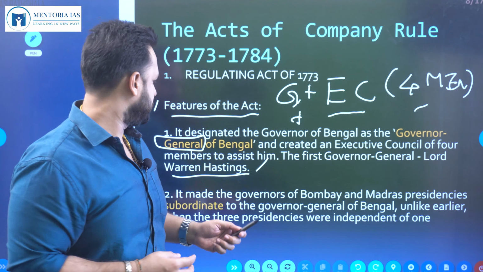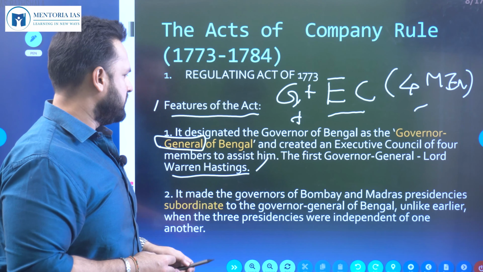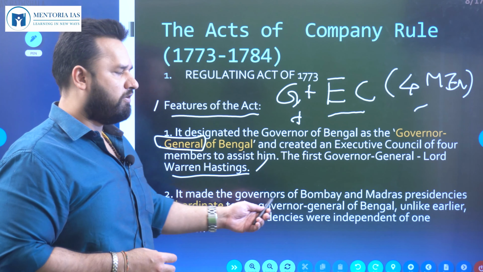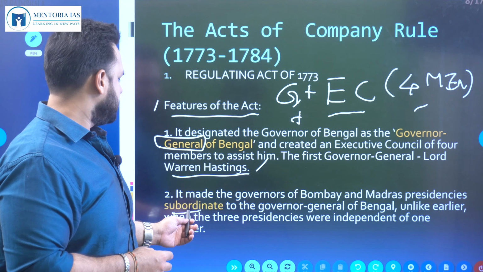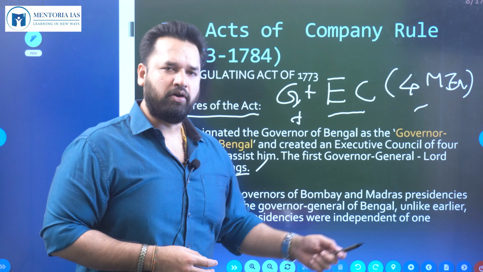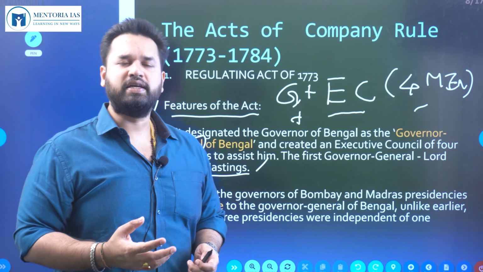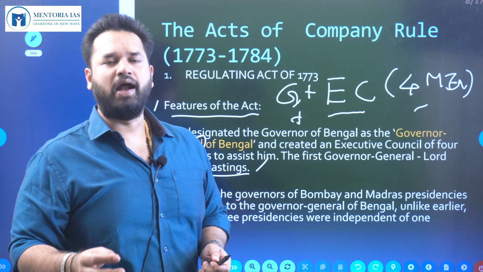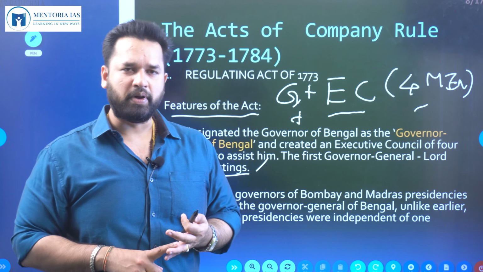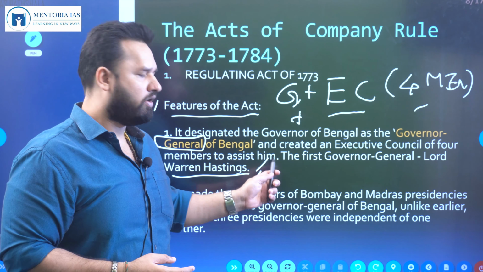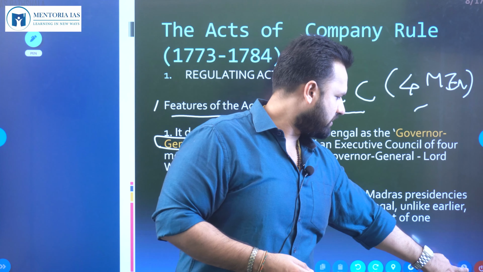It has 4 members. Okay, the next was the governors of Bombay and Madras presidencies were made subordinate to the Governor General of Bengal. Earlier, it was not the case. All 3 governors were independent. Now they had to report. The Governors of Madras and Bombay had to report to the Governor of Bengal, who became the Governor General.